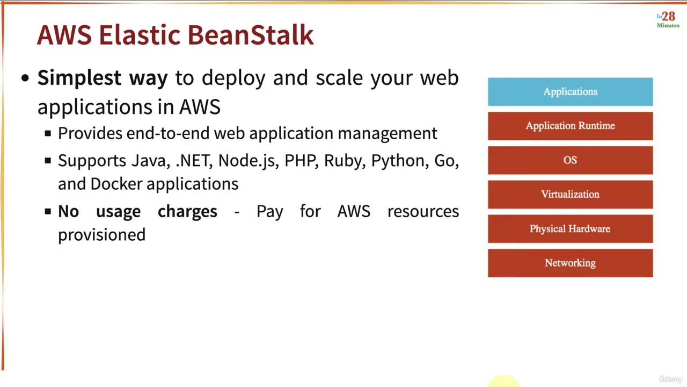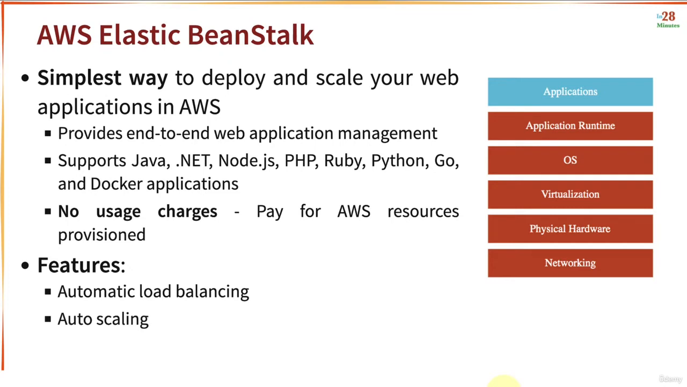Let's look at some of the features related to Elastic Beanstalk. Automatic load balancing. If you have multiple EC2 instances, you can tell Elastic Beanstalk to configure a load balancer for you. Elastic Beanstalk can also do auto scaling for you, increase and decrease the number of instances based on the load, and it can also perform managed platform updates. If you want to update the OS or if you want to update the runtime, AWS Elastic Beanstalk can do that for you without any downtime.